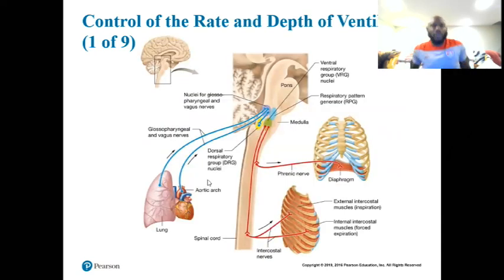All right, so let's talk about the control of rate and depth of ventilation. You see the medulla, the pons, the medulla oblongata, all part of this is in your brain stem. Dorsal respiratory group, phrenic nerve controlling your diaphragm, intercostal nerves controlling your intercostal muscles in between your ribs.